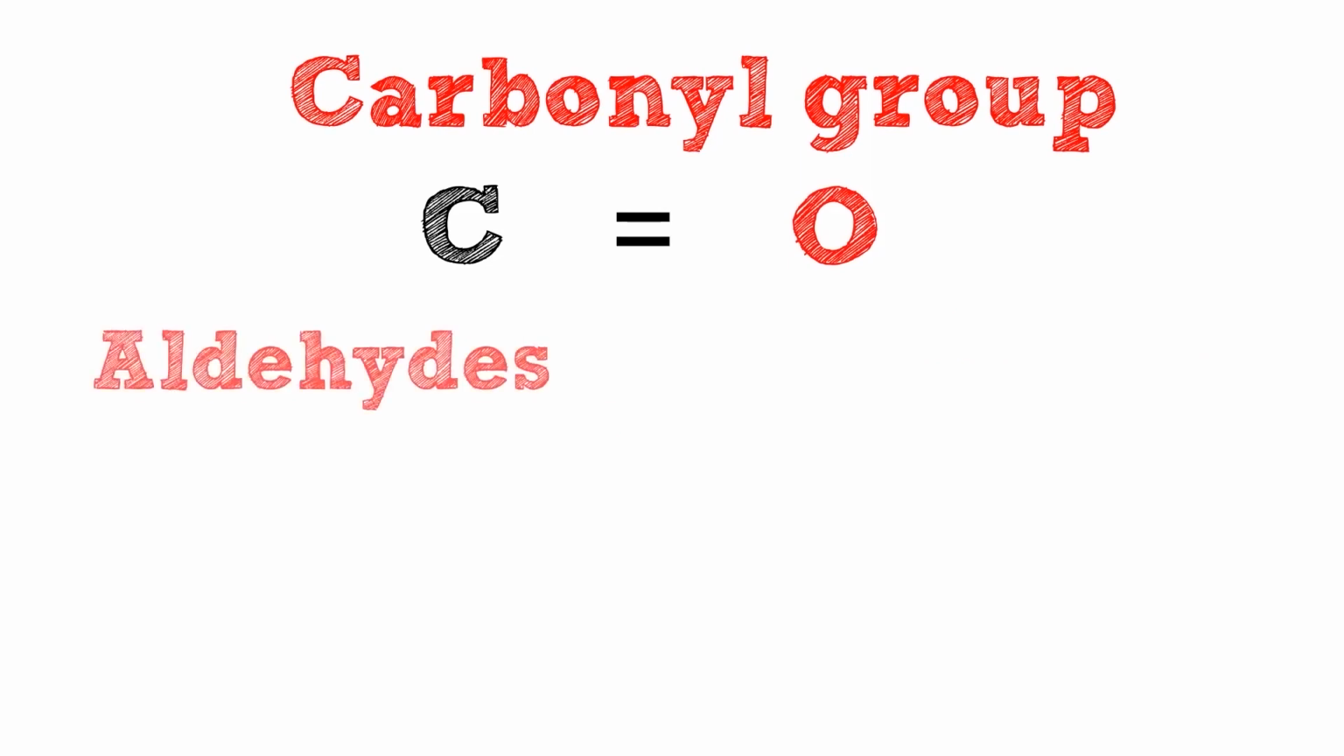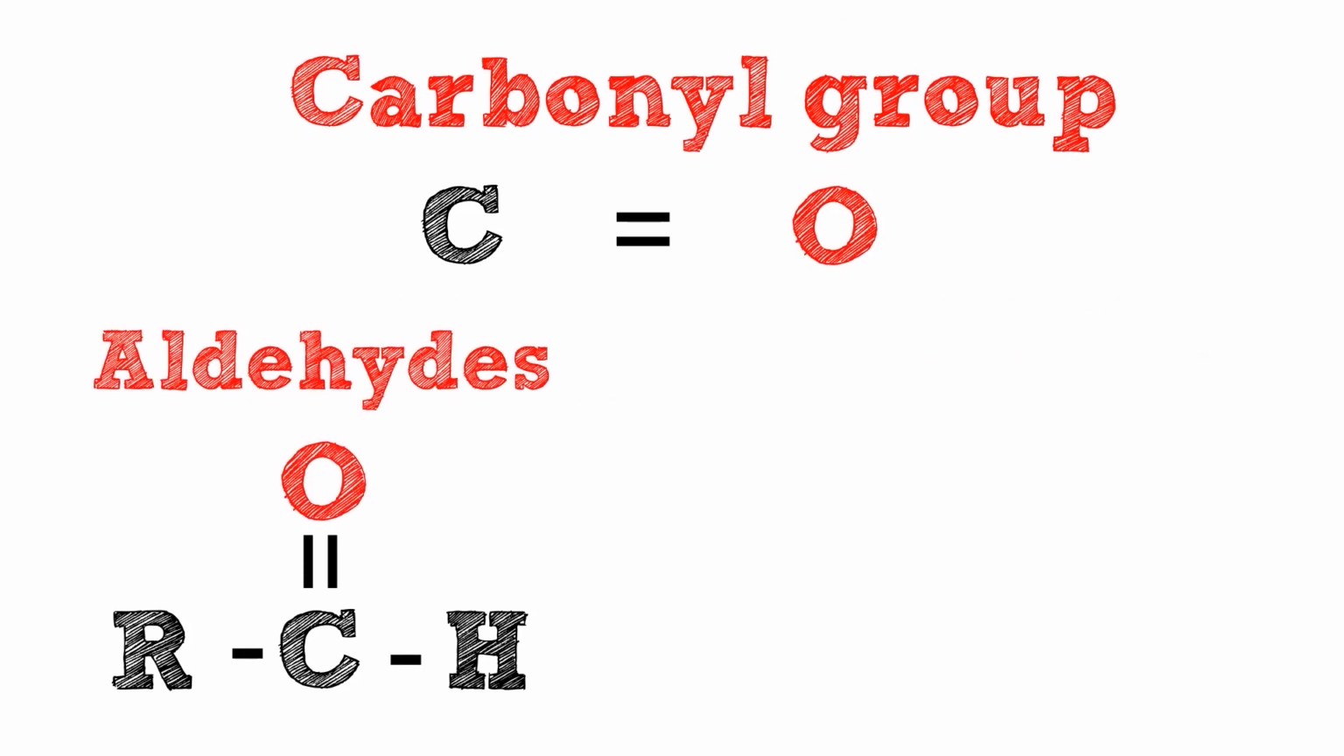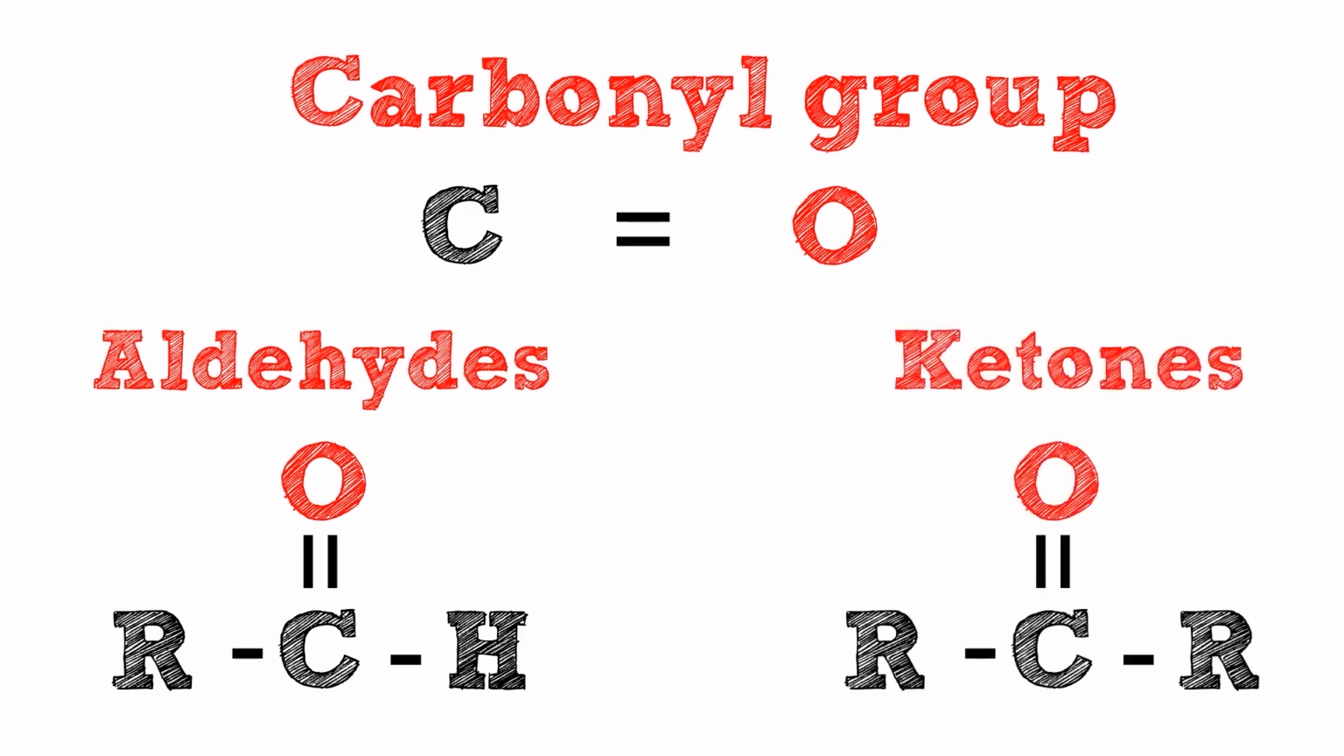The two main classes of carbonyl compounds are aldehydes, where the carbon in the carbonyl group is connected to a carbon atom from one side and a hydrogen atom at the end of the carbon chain. Aldehydes are formed from the oxidation of primary alcohols. The second class is ketones, where the carbon in the carbonyl group is attached to two carbon atoms. Ketones are formed from the oxidation of secondary alcohols.